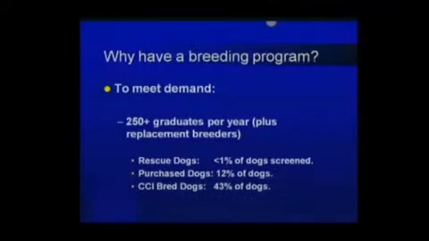And the first, most fundamental question is, why do you have a breeding program? You can get dogs other places besides breeding them yourselves. A program like ours costs a lot of money in terms of labor and veterinary expenses. But we've got a demand. We need to meet the demand for the dogs. We need to produce about 250, 260 graduates every year. Graduate teams, I should say. That's a dog and a person going out the door together.